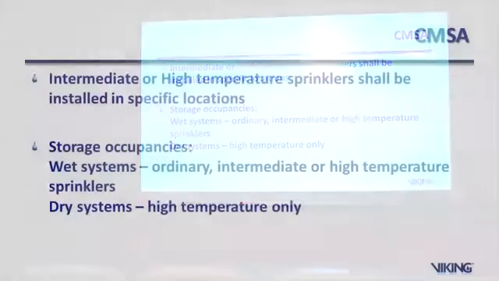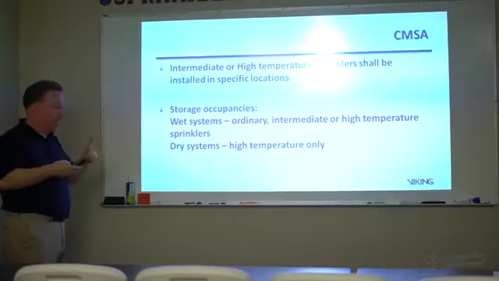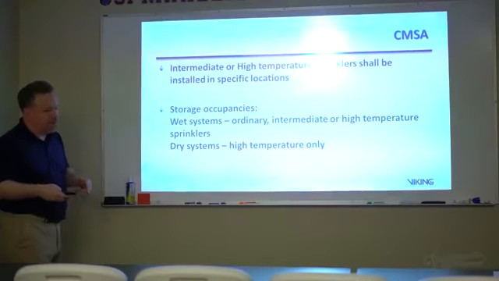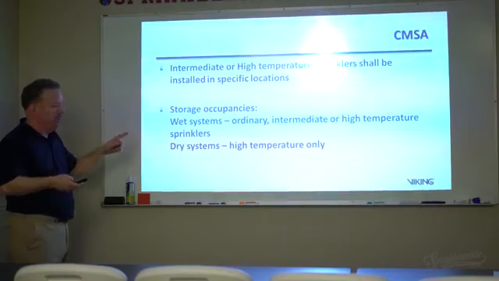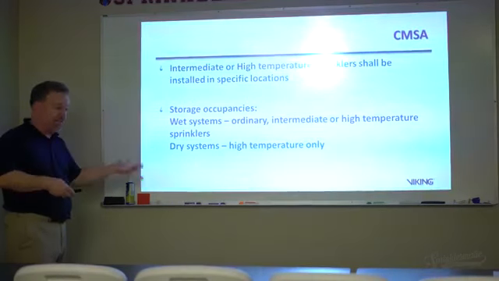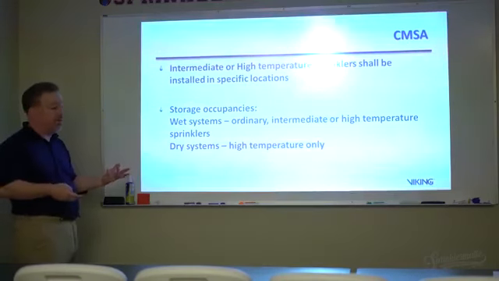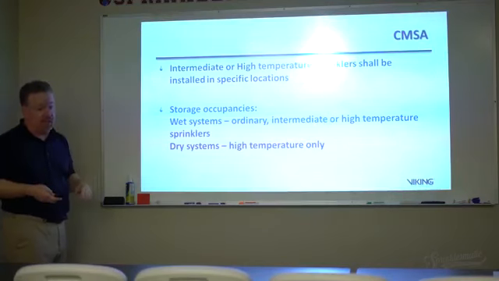Okay, so CMSA intermediate or high temperature sprinklers are installed in specific locations throughout storage occupancies. Wet systems, ordinary or intermediate or high temperature. Dry pipe systems are typically high temperatures only because we just want to make sure that we're not overtaxing the system by opening too many sprinklers. A dry system is already penalized by a slow response. It takes time for water to get out there. We don't want to open too many sprinklers while we're waiting for water to get out there. So on a dry system, you have to have high temperature sprinklers.